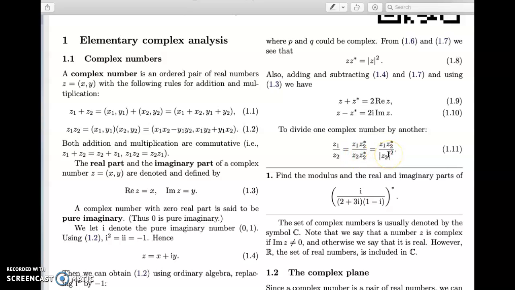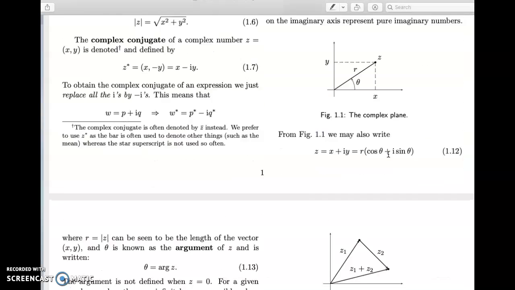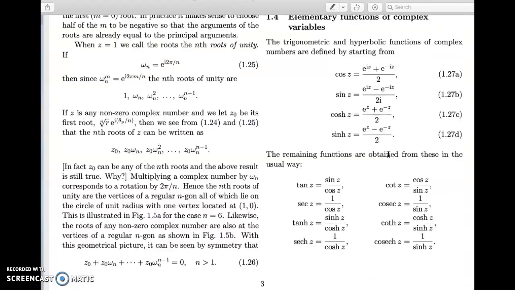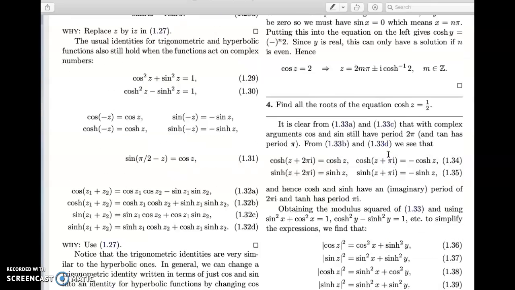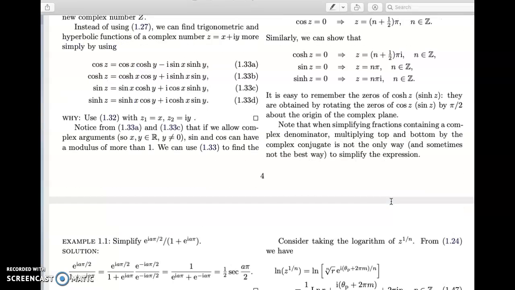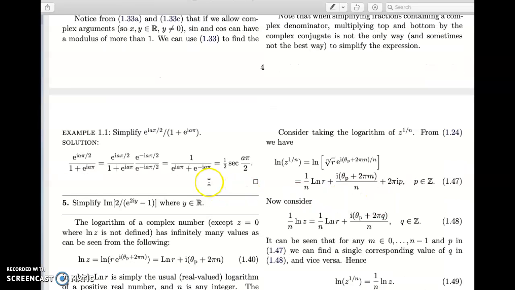But that's not the only way, and it can be a slow way of doing things. There can be a quicker way, which we'll illustrate in the next example. So in this example, we're simplifying this expression here, e to the i a pi by 2 over 1 plus e to the i a pi. So look what we do.